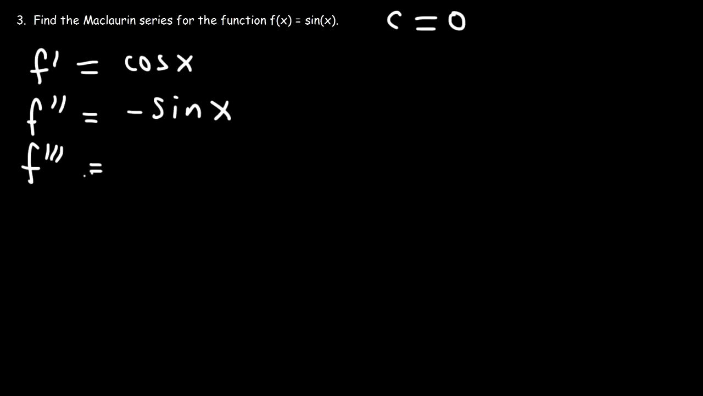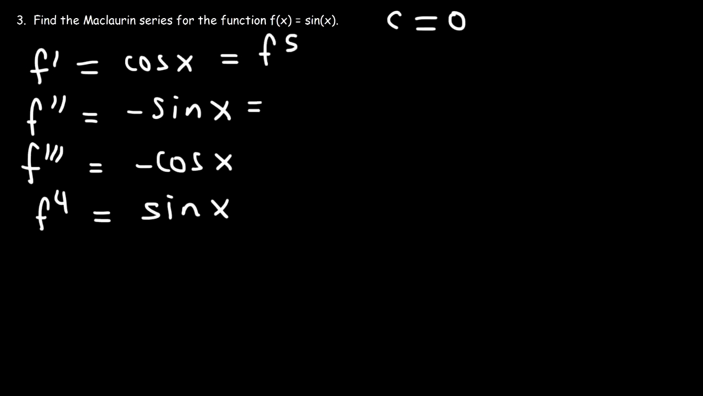And then the derivative of negative sine is going to be negative cosine x. And then the fourth derivative is going to be the original sine x function. Now the fifth derivative is the same as the first, and the sixth derivative is the same as the second, and the pattern will repeat.